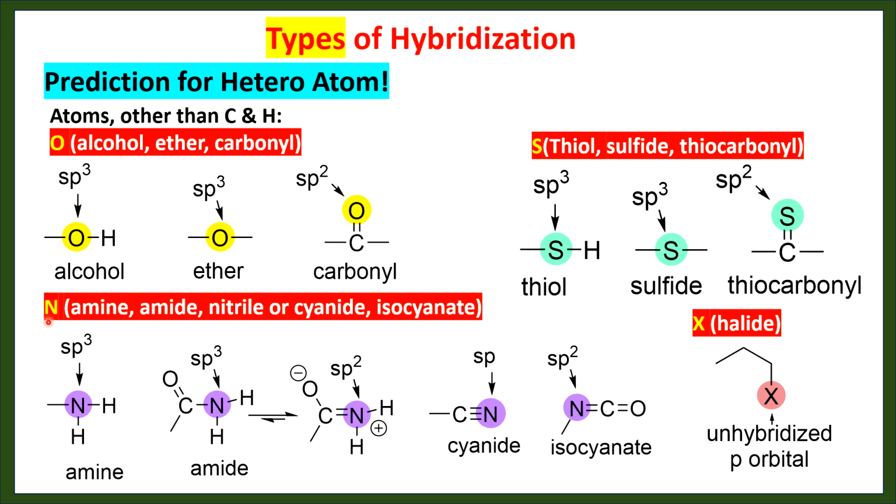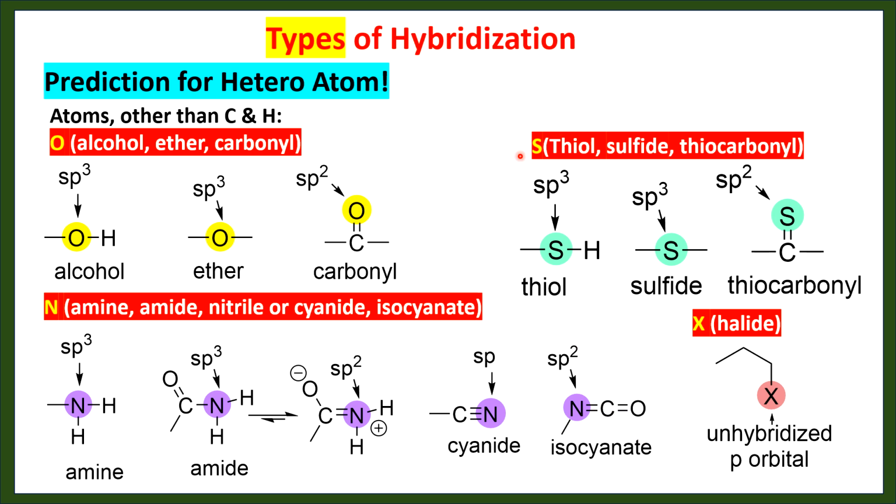In the case of the nitrogen atom present in an amine, all single bonds, so sp3. But amides mainly show a resonance structure, so nitrogen takes a double bond form, and that's why it is sp2. In cyanide, nitrogen is attached with a triple bond, so it is sp. In isocyanate, nitrogen is attached with a double bond, so sp2.